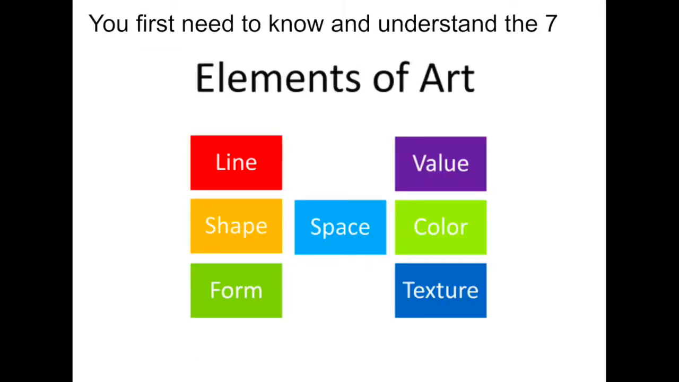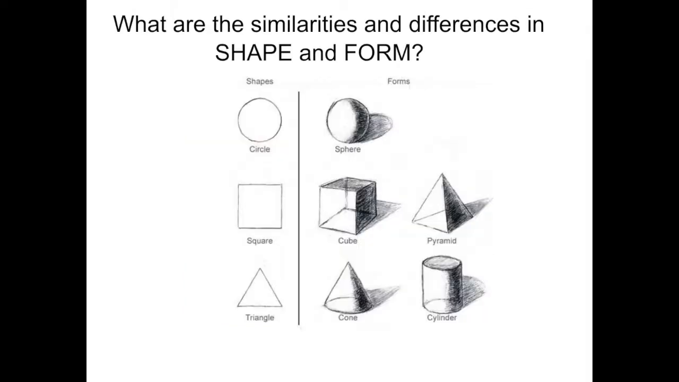You first need to know and understand the 7 elements of art: line, shape, form, space, value, color, and texture. We will be using most of these in our picture. When you write your name, the letters will become form instead of shape. So let's look at the difference now.